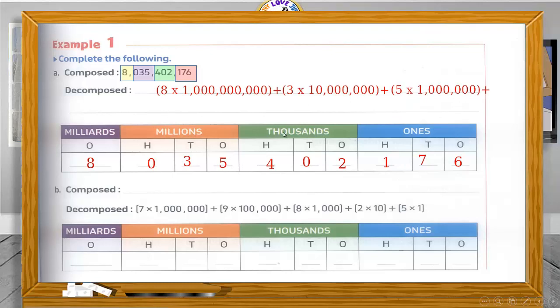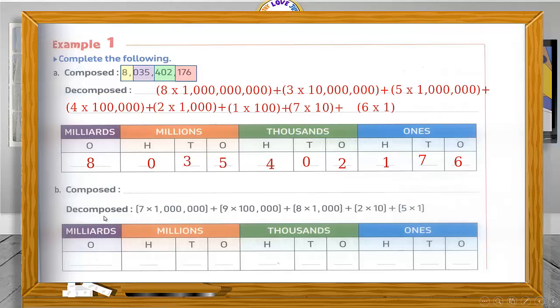4 in the 100,000 place, write 4 times 100,000. 0 in 10,000, so you should write nothing here. 2 in 1,000, write 2 times 1,000. 1 in hundreds, so you should write 1 times 100. 7 in tens, so you should multiply 7 times 10. And in the ones place we have 6, multiply 6 times 1.